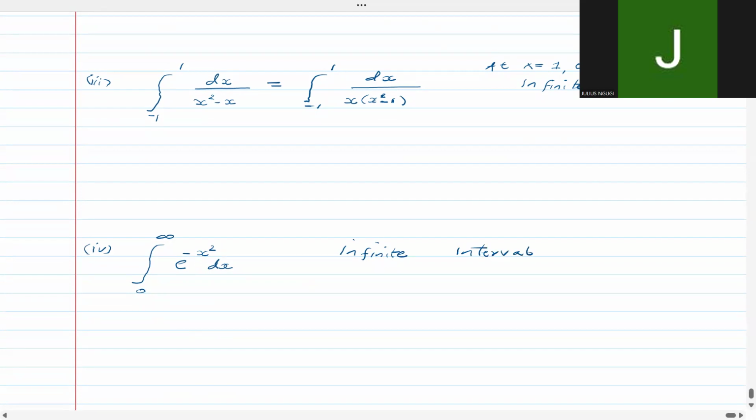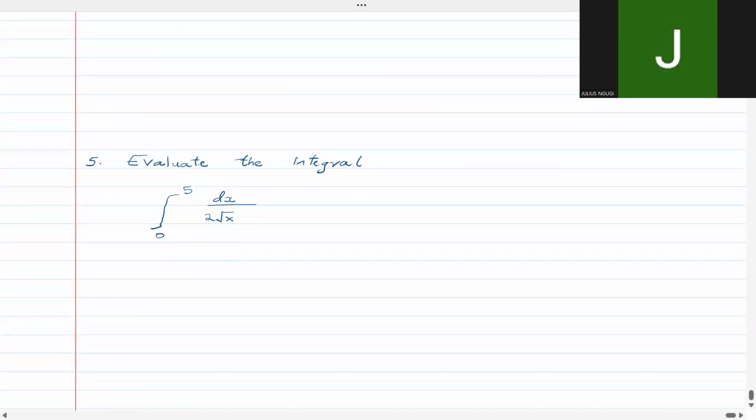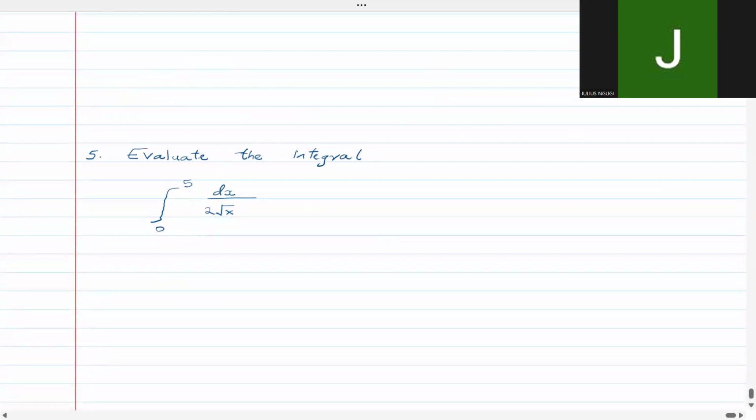Of the type A to infinity. So let's evaluate the integral here. Before we evaluate this integral, using the fundamental theorem of calculus, that's fundamental theorem 2 of calculus, we need to have a function that is continuous on the interval from 0 to 5. So we check, but if you substitute x with 0, it's not continuous. So that means it's improper.